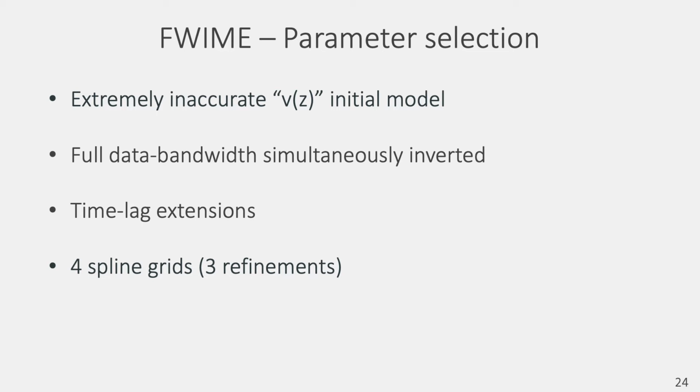Our model space multiscale approach is performed with 4 spline grids. We assume no prior knowledge of the subsurface, and we use a sampling for the first grid of 2.4 kilometers in the x direction and 1 kilometer in the z direction. At each refinement step, we decrease the sampling in both directions by a factor of 2. And the fourth spline grid, which is the final grid, coincides with the finite difference grid.